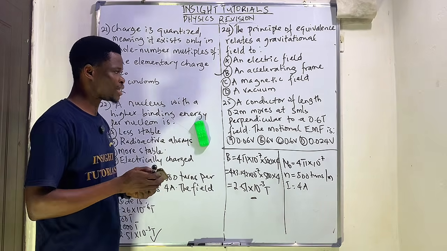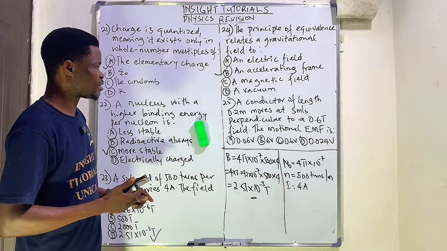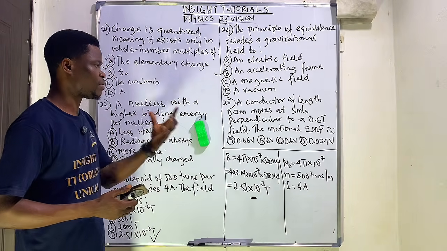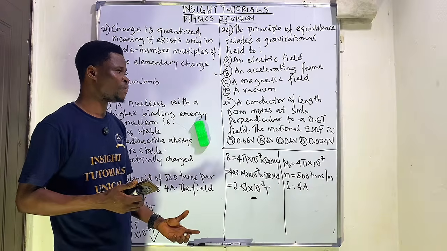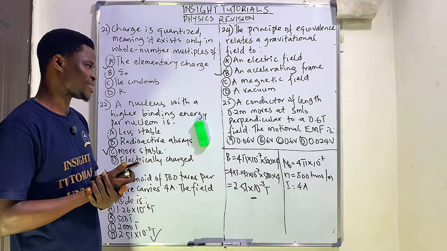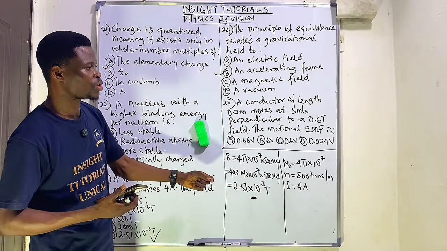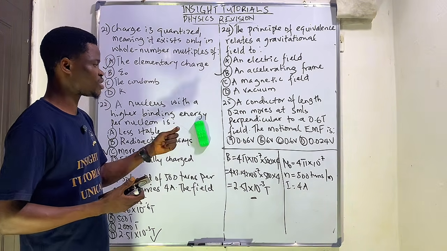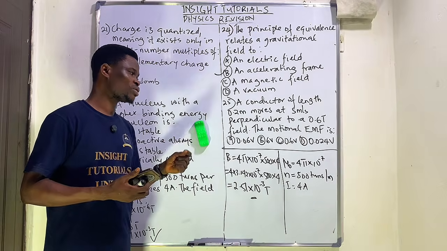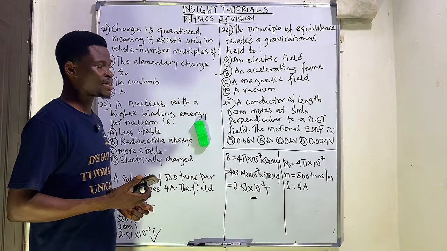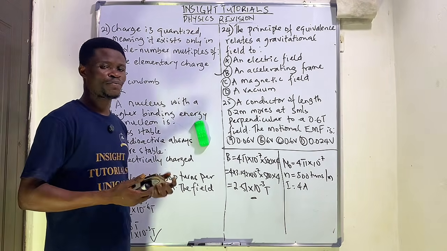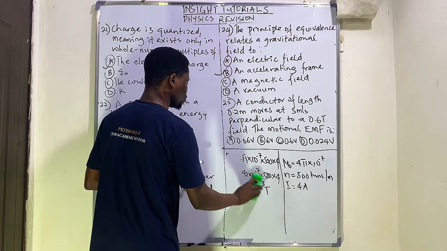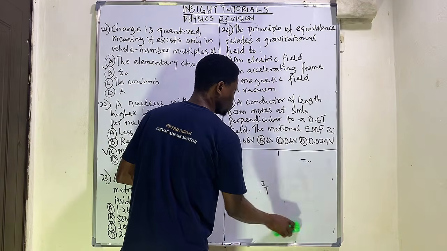Question 25 says that a conductor of length 0.2 meter moves at 5 meter per second perpendicular to a 0.6 Tesla field. The motional electromotive force is: A, 0.06 volts; B, 6 volts; C, 0.6 volts; and D, 0.024 volts. Now, this is a question that we will need to wipe off this board to be able to solve.